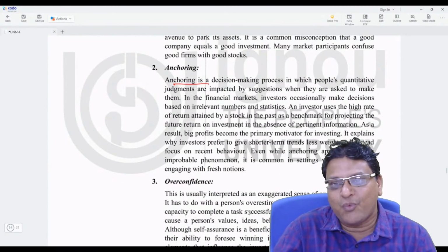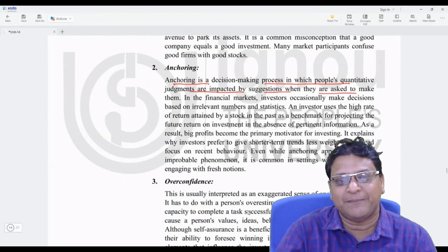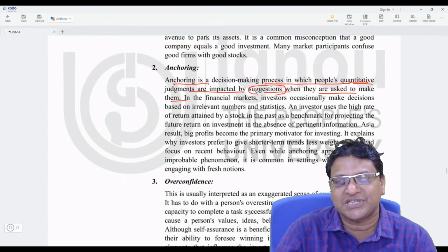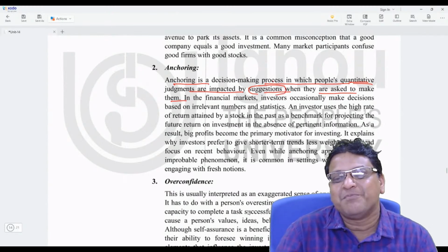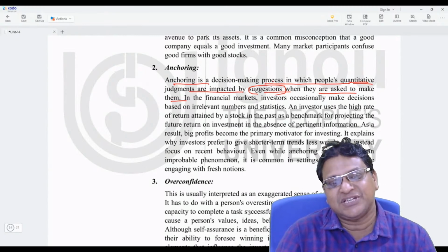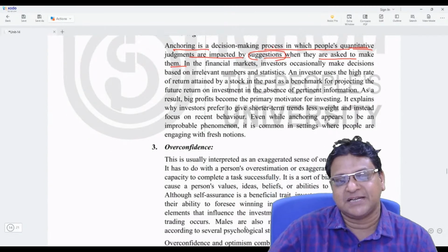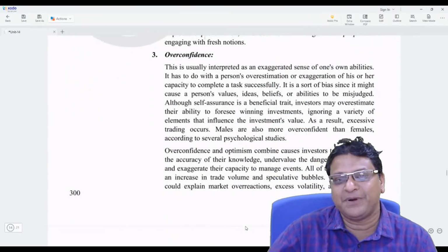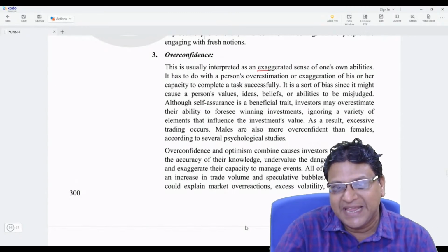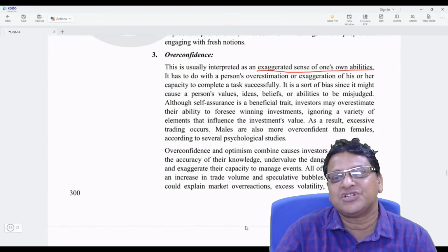Another is anchoring. Anchoring is a decision-making process in which quantitative judgments are impacted by suggestions when people are asked to make them. That means instead of making quantitative judgments, people are influenced by suggestions, by tips, by rumors. That is known as anchoring. Next, overconfidence. What is overconfidence? Everybody knows, this is usually interpreted as an exaggerated sense of one's own ability.